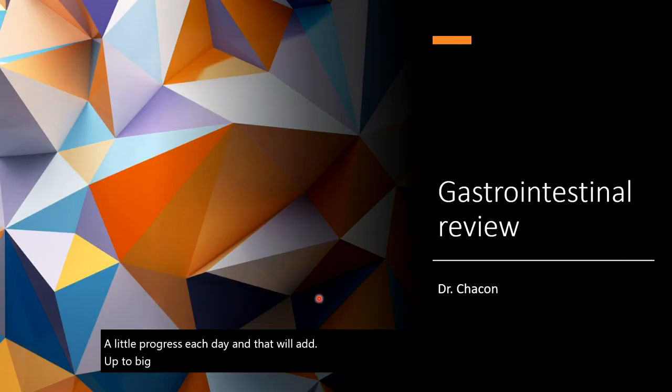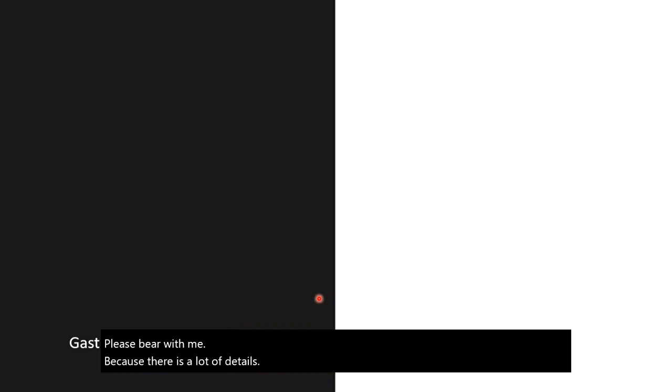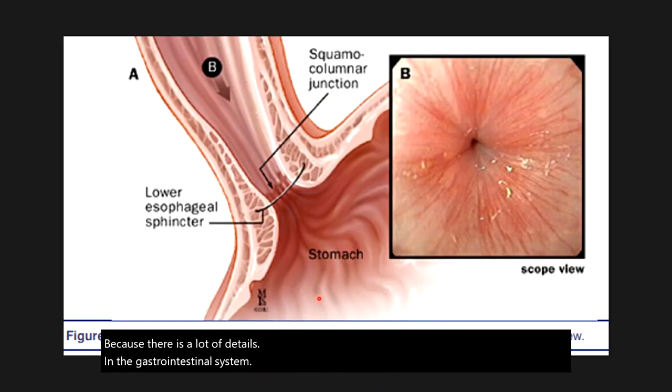So we're going to do a gastrointestinal review. Please bear with me because there's a lot of details in the gastrointestinal system. Let's start with anatomic keys. In the gastroesophageal junction, there are particular characteristics that have to do with the epithelium present.